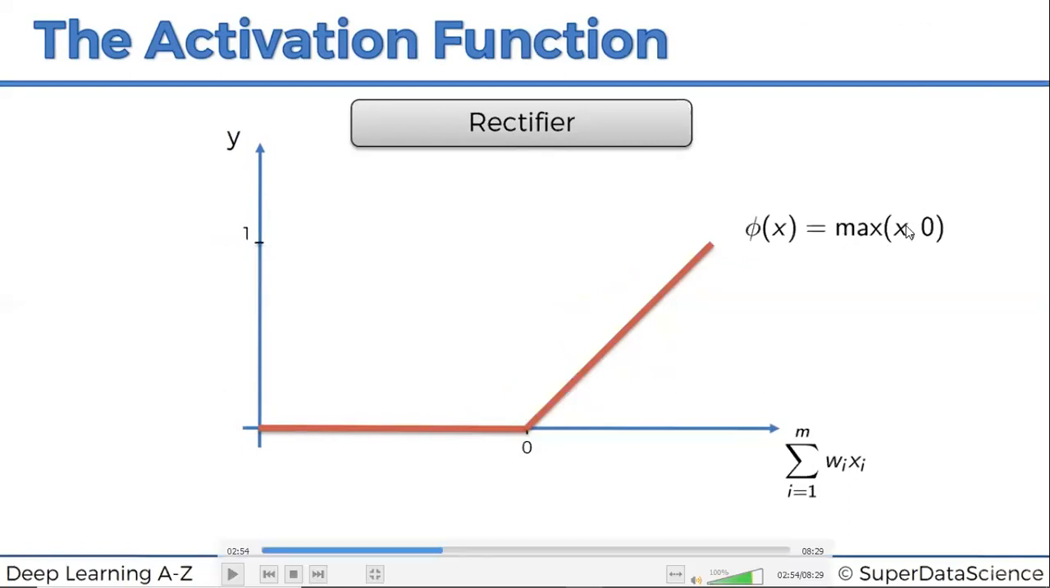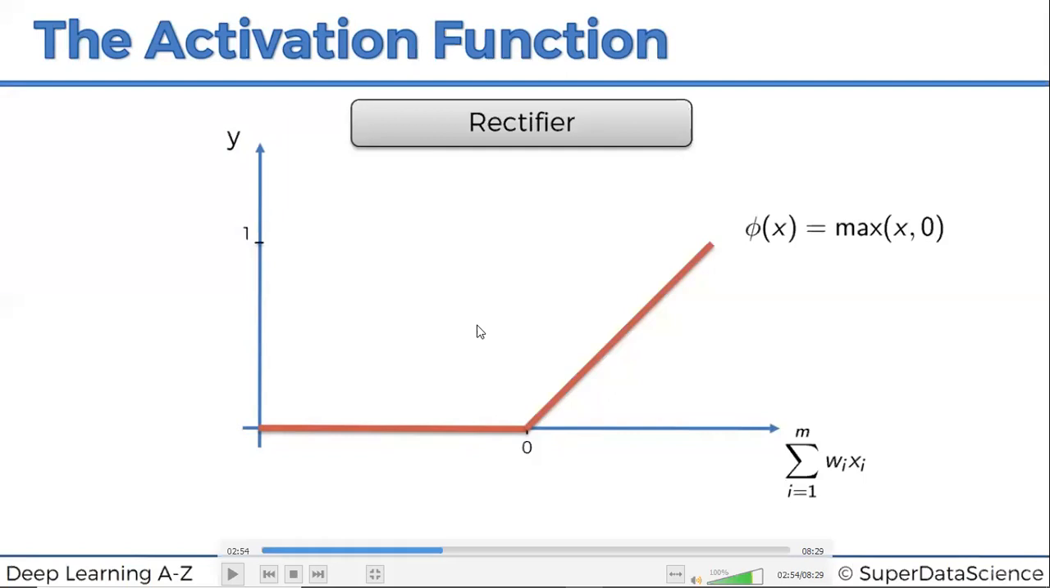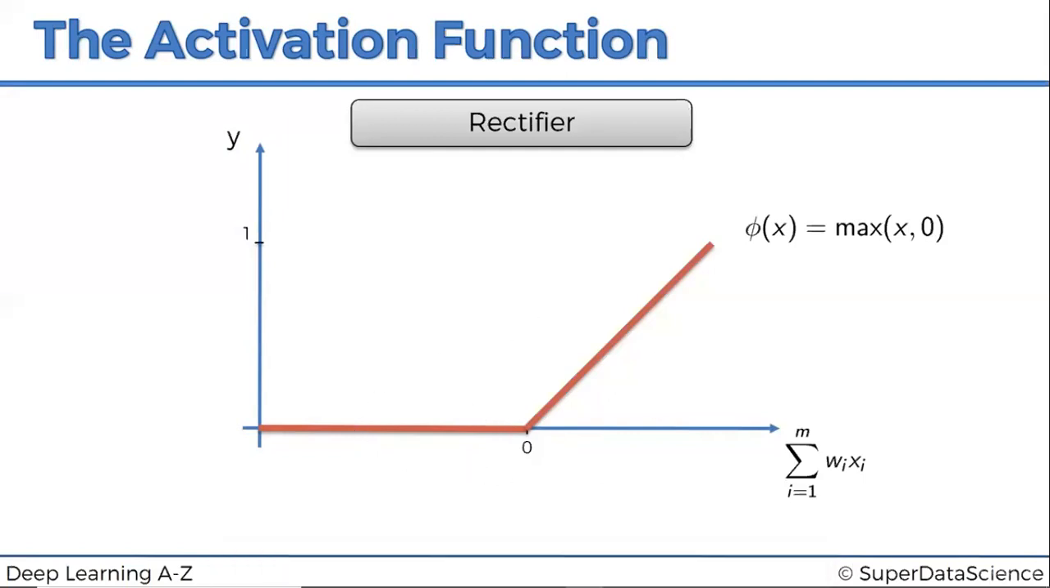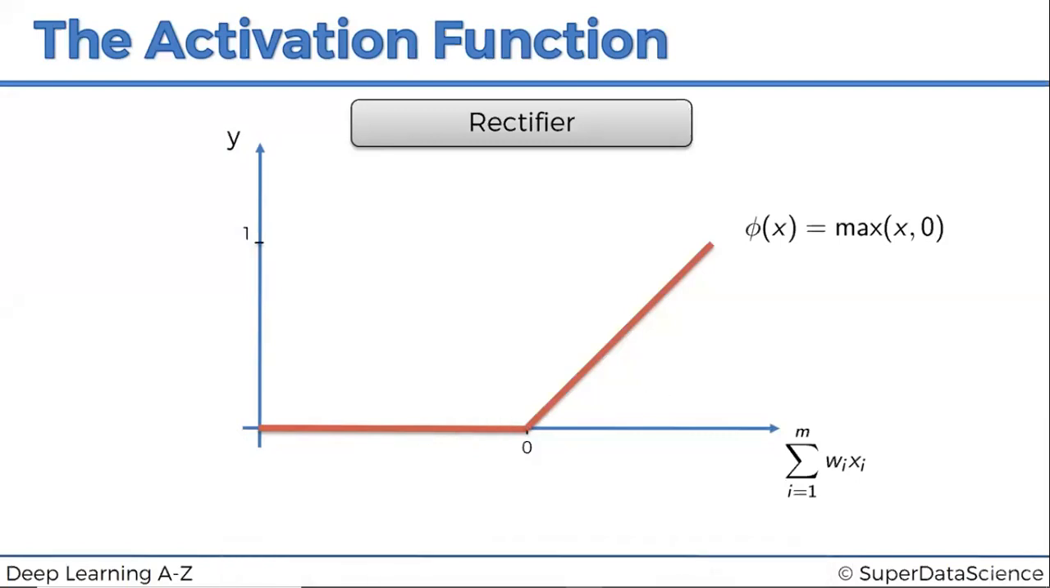The formula for this is max of x comma 0. And if your output is a continuous value, in that case also, we need to use this ReLU activation function. So if your output is categorical, then it is better to go with the sigmoid. If your output is a continuous value, then it is better to go with the ReLU activation function.